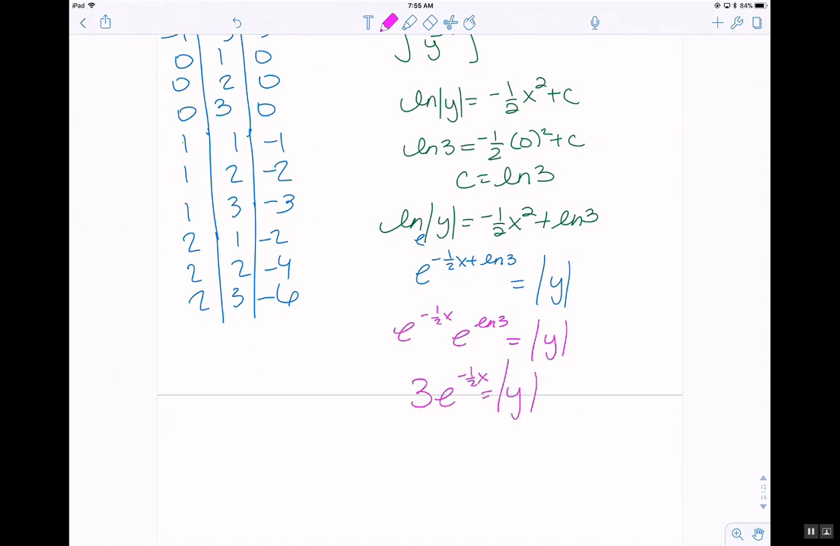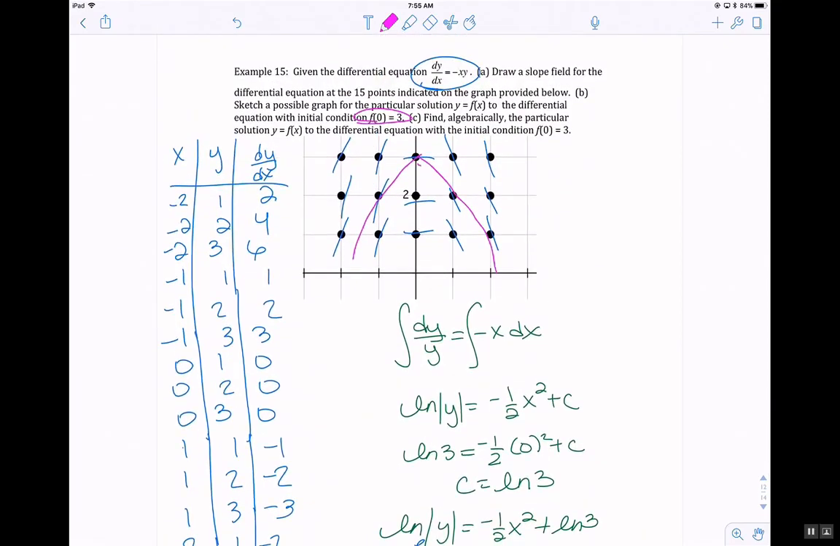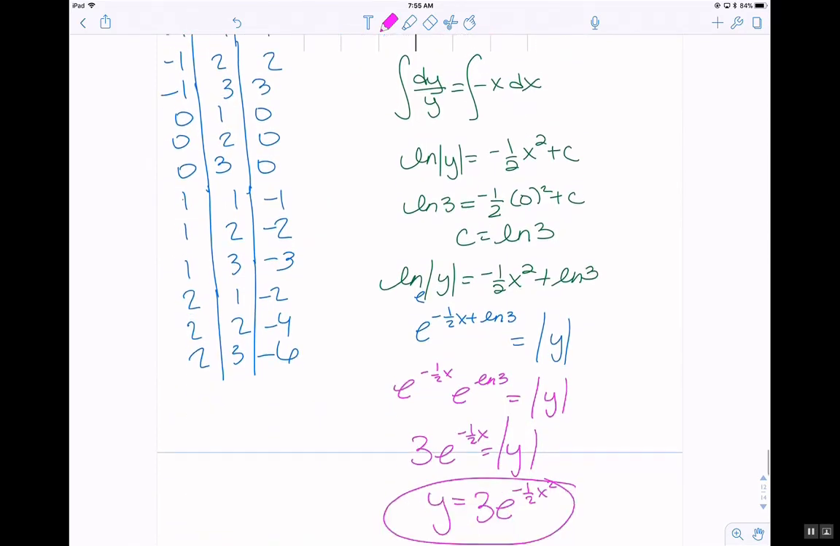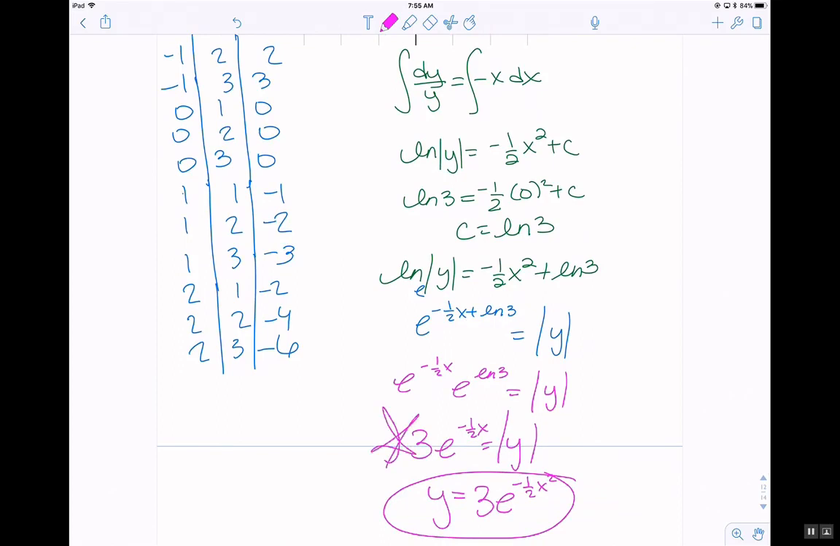To drop the absolute value bars, you need to make sure it's always positive, which it will be. So then y is equal to 3 e to the negative 1 half of x squared. And I say always positive because of my initial condition here. So my initial condition will result in a positive y value, which would make this statement here always positive.